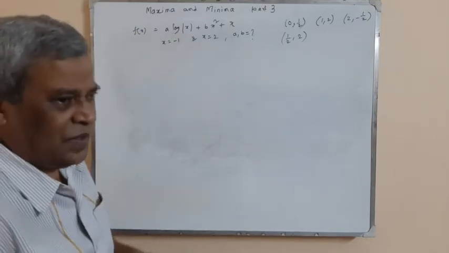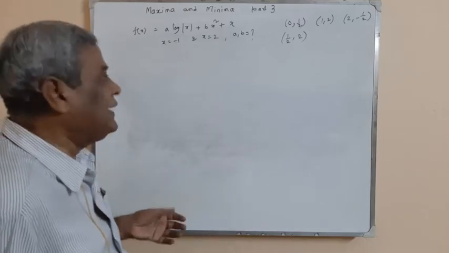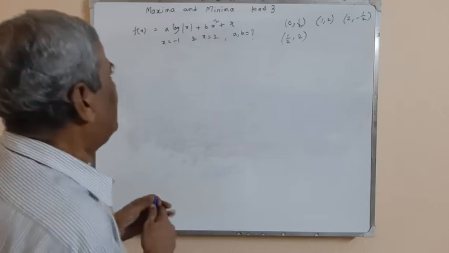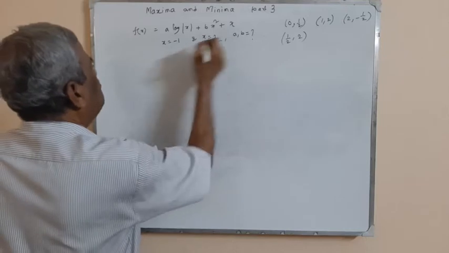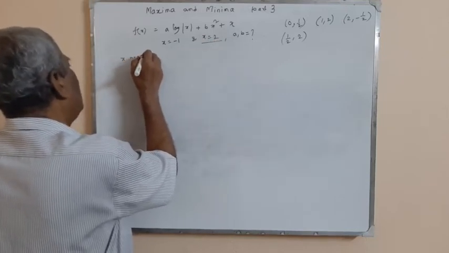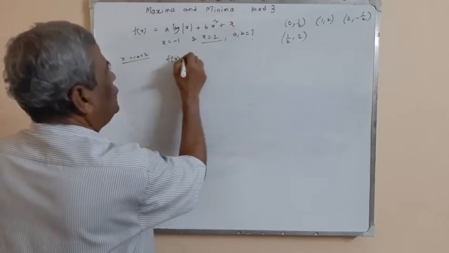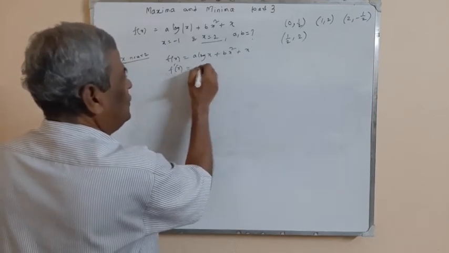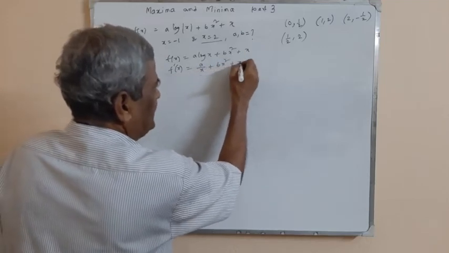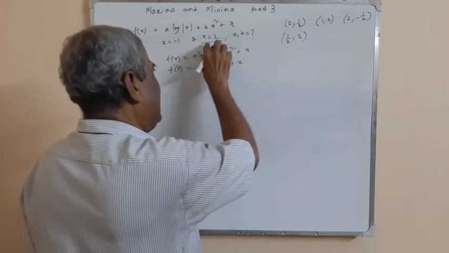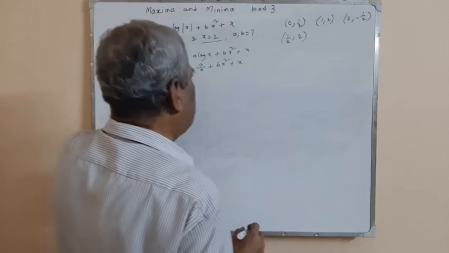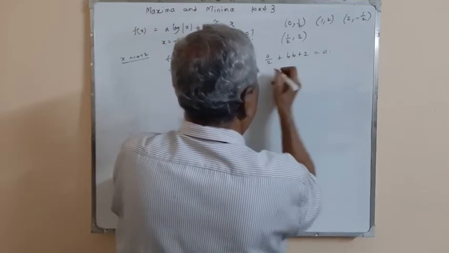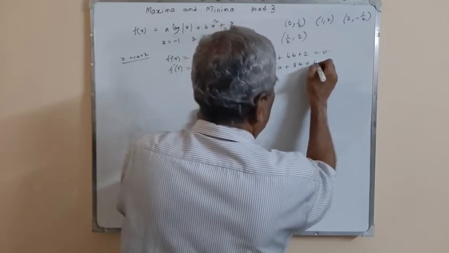So this function is a mod function. For finding the derivative, a mod function is not possible, so we have to make it free of mod. For that purpose, when x is near 2, it is positive, so f(x) is equal to a log of x plus bx square plus x. That is, f dash x is equal to a by x plus 2bx plus 1. As per the condition, at x is equal to 2 it has an extreme value, so f dash 2 must vanish. That is, a by 2 plus 4b plus 1 is equal to 0, that is, a plus 8b plus 2 is equal to 0.